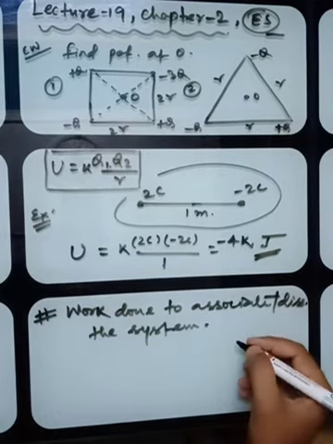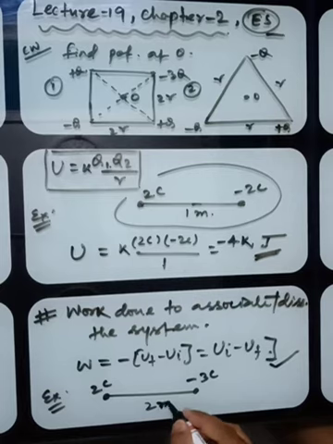This is 2 coulomb and minus 3 coulomb at a distance of 2 meter. This is a system. You have to find the work done to dissociate this system and bring this charge of 2 coulomb to 1 meter. How much work do you have to do to bring this 2 coulomb to 1 meter from 2 meter?